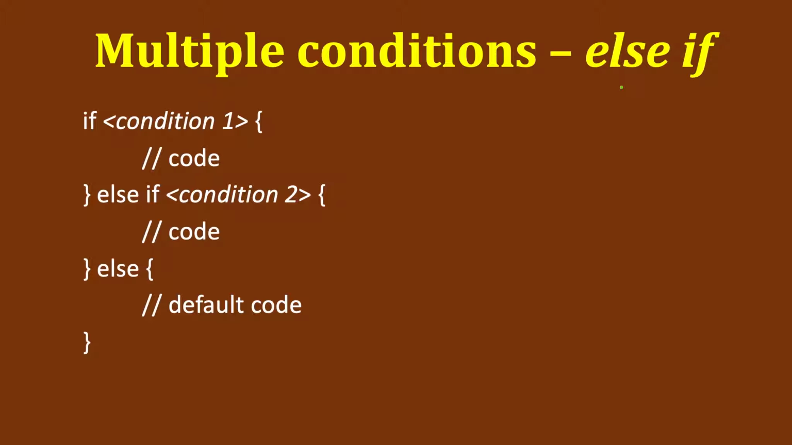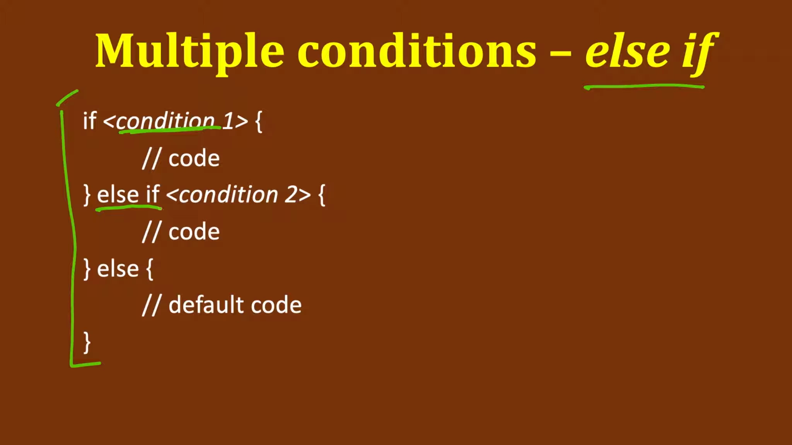Now you must be thinking, what if there are more conditions to handle? Then for that we have else if. So first it's the same as earlier: if condition 1, then execute this code block. If this condition is not true, then only it will check other conditions. If this condition is true, then it will exit out of this complete block. If it's not true, then it will check the next condition.